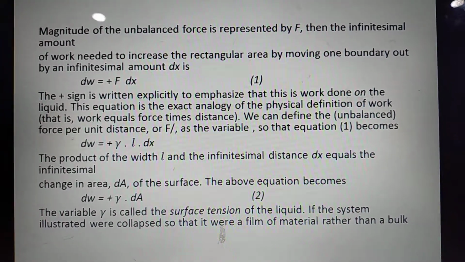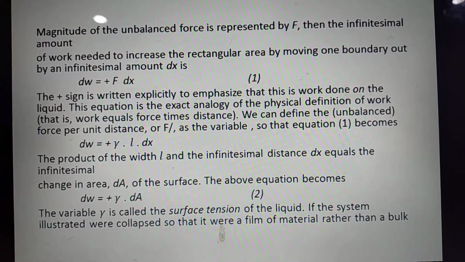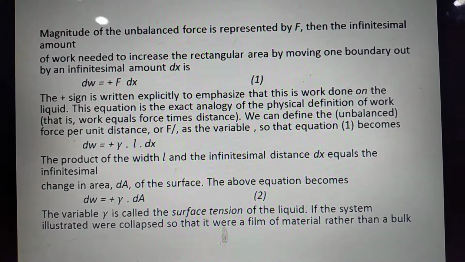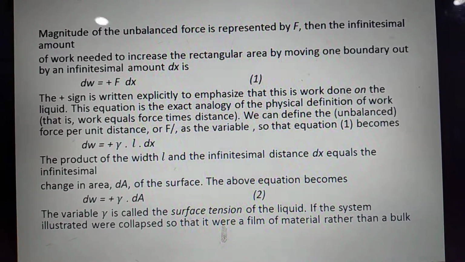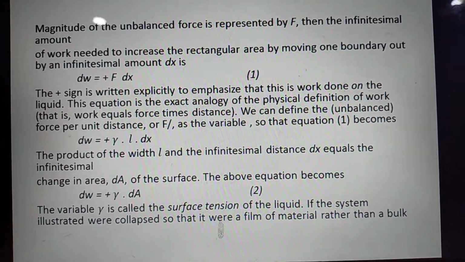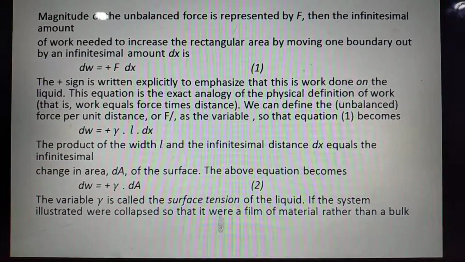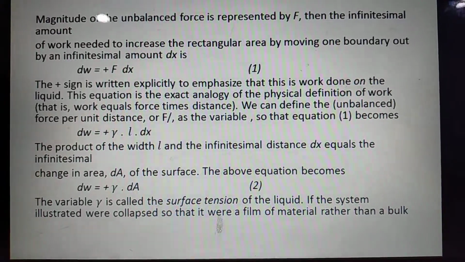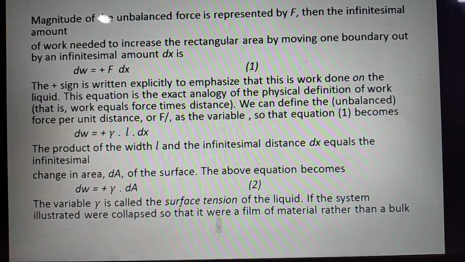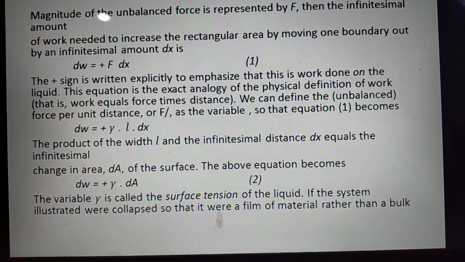So we can define the unbalanced force per unit distance, F over L, as a variable. Equation 1 becomes dw = +gamma L dx. The product of the width L and the infinitesimal distance dx equals the change in area, dA, of the surface. The above equation becomes dw = gamma dA, where the variable gamma is called the surface tension of the liquid.